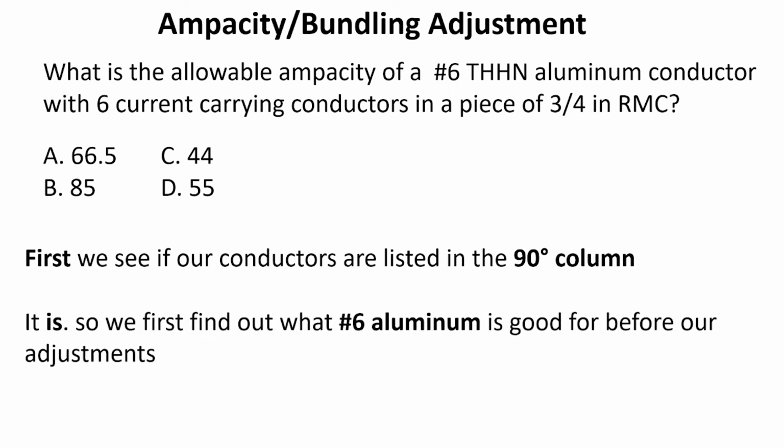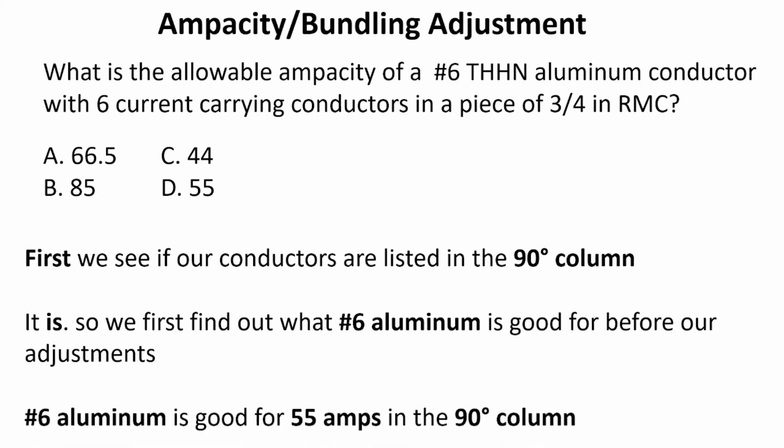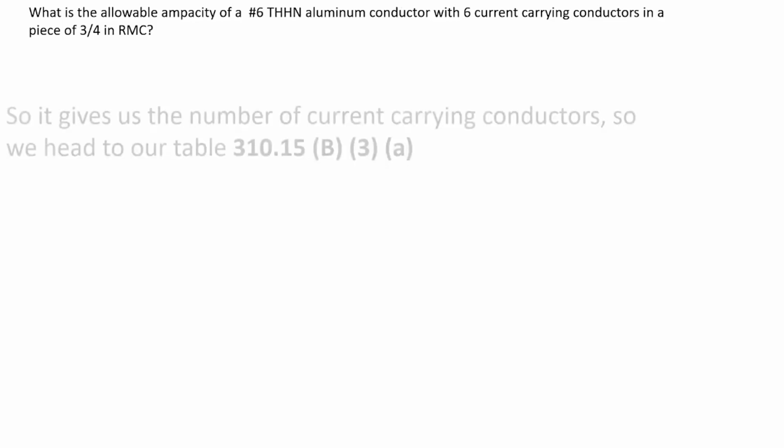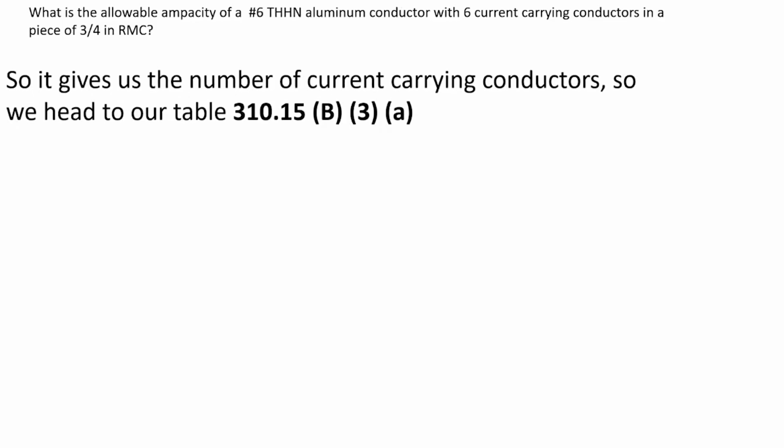So first we find out what number 6 aluminum is good for before adjustments. So if you look in the 90° C column of the aluminum side of the chart, number 6 is good for 55 amps. So it gives us the number of current carrying conductors in our question, so we can head straight to our adjustment table.